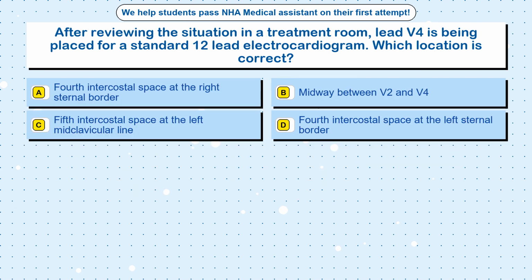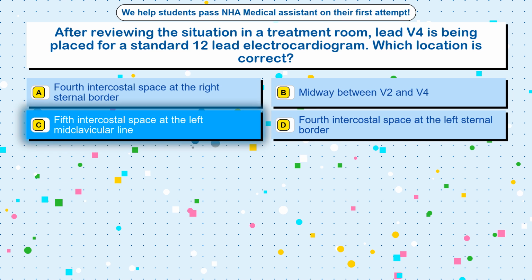Question 32. After reviewing the situation in a treatment room, lead V4 is being placed for a standard 12-lead electrocardiogram. Which location is correct? Option A, fourth intercostal space at the right sternal border. Option B, midway between V2 and V4. Option C, fifth intercostal space at the left midclavicular line. Option D, fourth intercostal space at the left sternal border. The correct answer is option C, fifth intercostal space at the left midclavicular line.